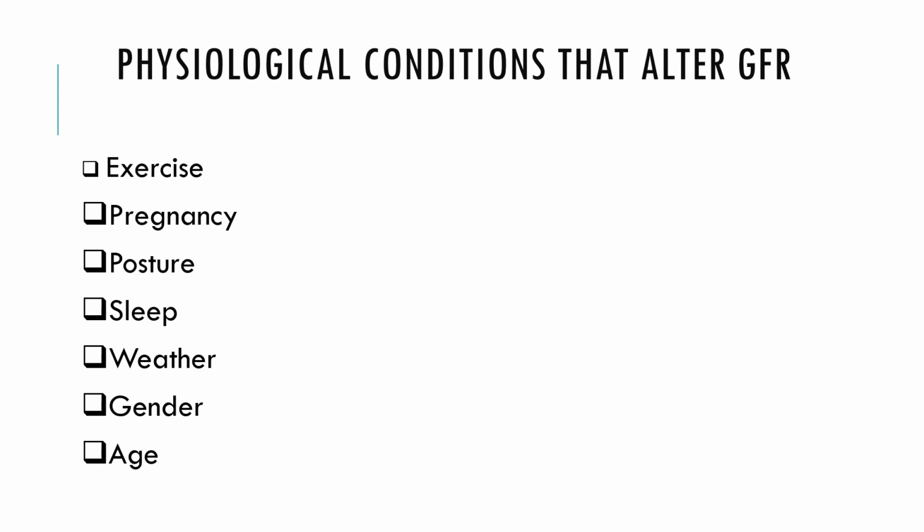GFR is more in the rainy season and less in summer. Gender: GFR is less in females, and GFR decreases in the geriatric age group due to functional loss of nephrons.